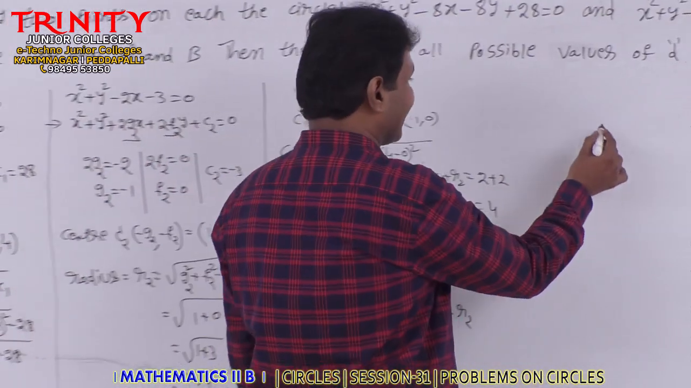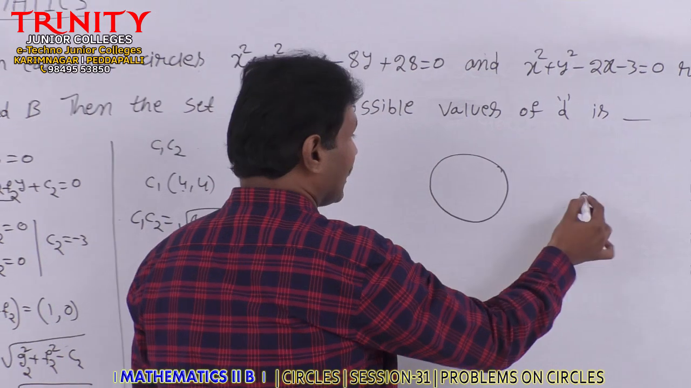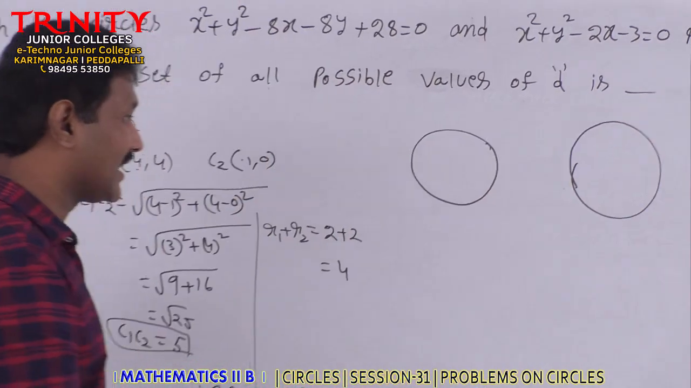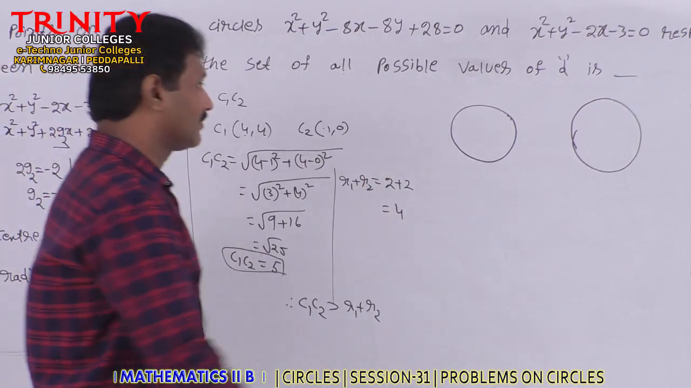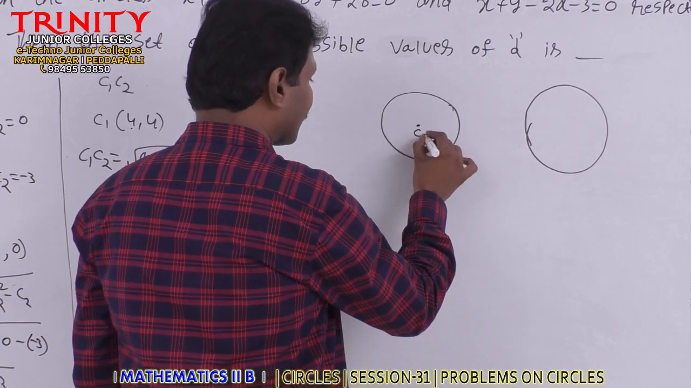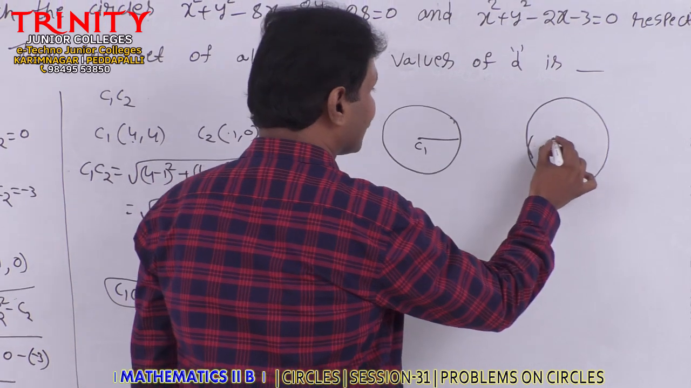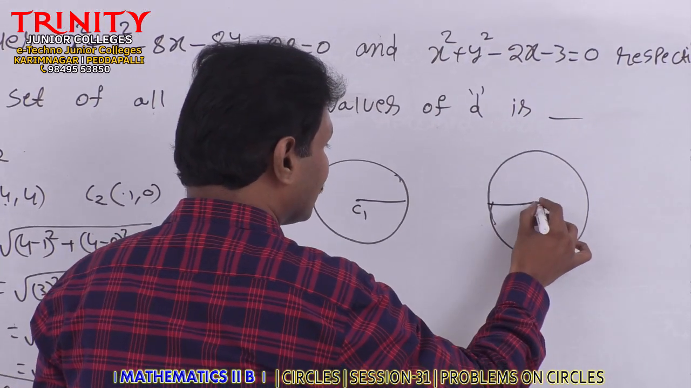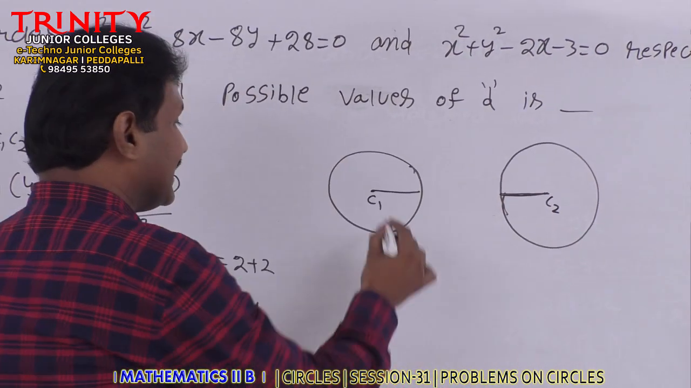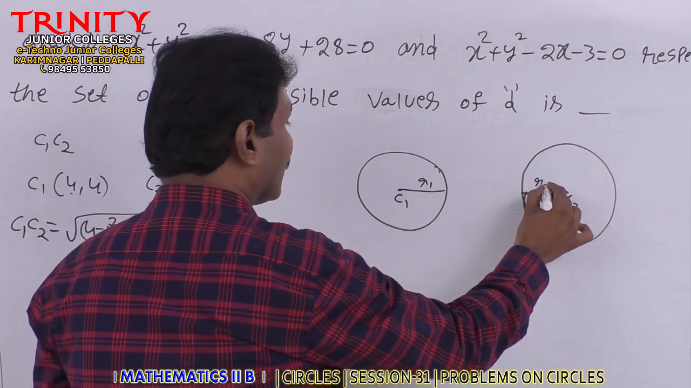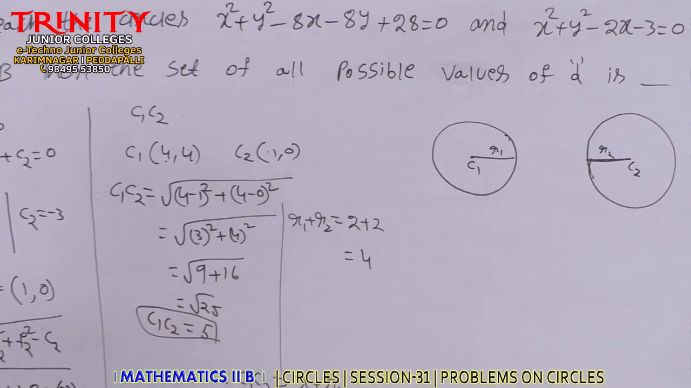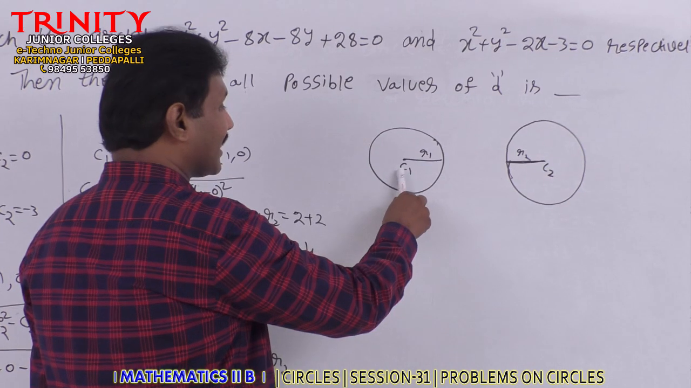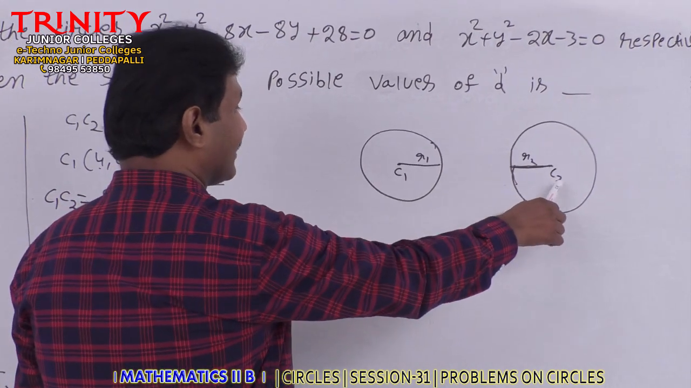The two circles are away from each other, but both have equal radii. This is the first circle and this is the second circle. This is C1, the center of the first circle, with radius R1, and this is C2 with radius R2. Here R1 and R2 are the same, both are 2.